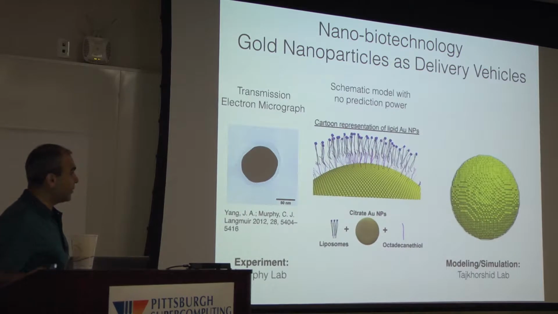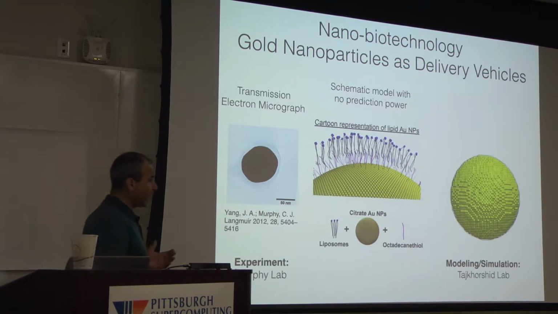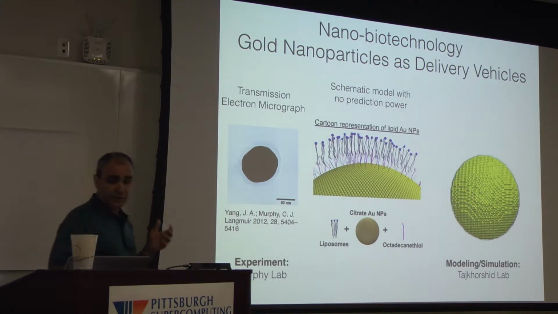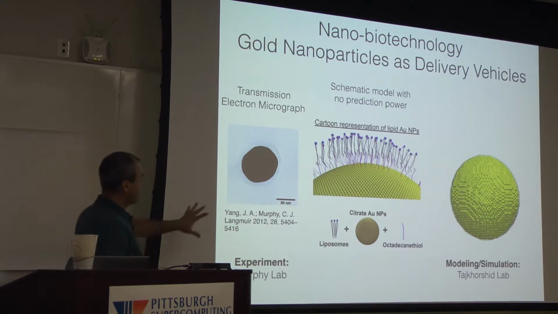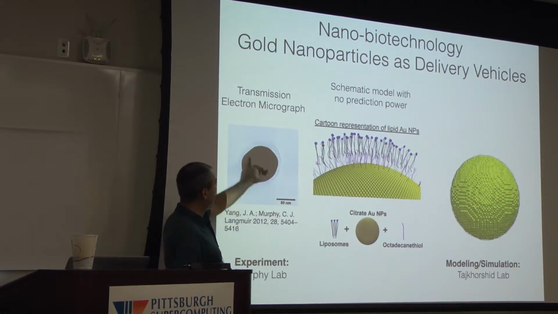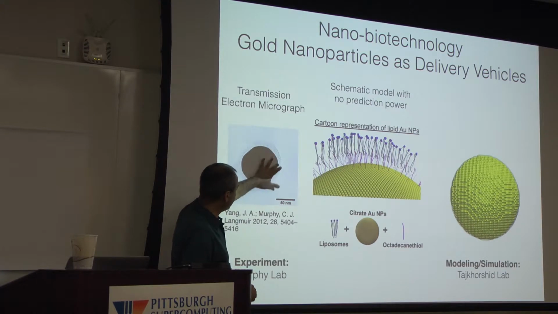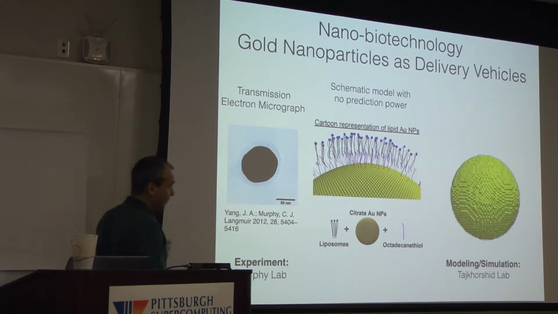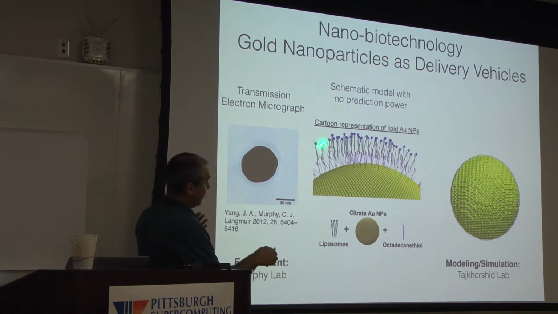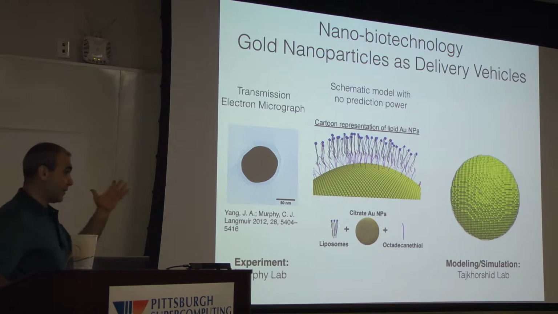Here is another example of a gold nanoparticle. So many of you might have seen papers. Here is the experimental data, 50 nanometers. So you have a particle, and it seems that there is something coating it. And here is the paper. In your paper, you just do a hand-drawn picture of how lipids, PEG molecules, and gold nanoparticle are put together. Just a schematic of how you think this should be.